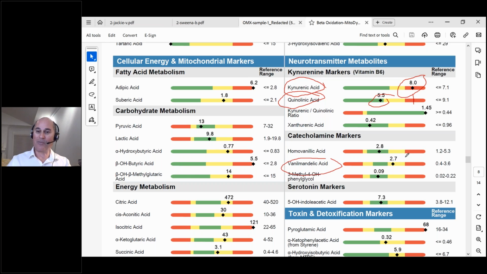Vanilmandelic acid, the catecholamine marker, is high, so we know we want to work on the catecholamines. And then we went down to the toxin section and we saw every single toxin marker elevated. So now we're suspecting that there's a neurotoxin aspect to this person's problem.